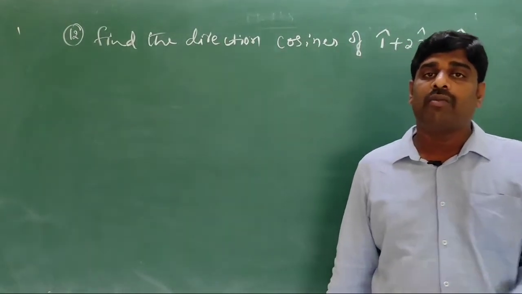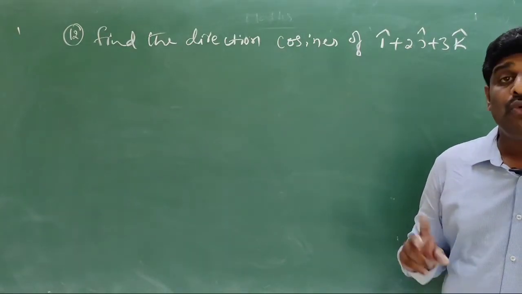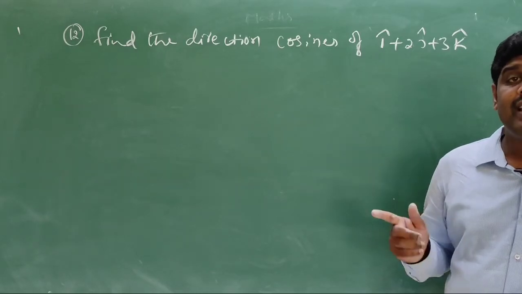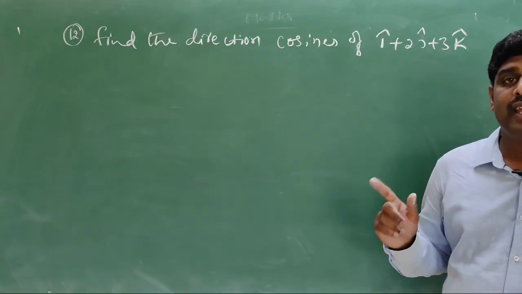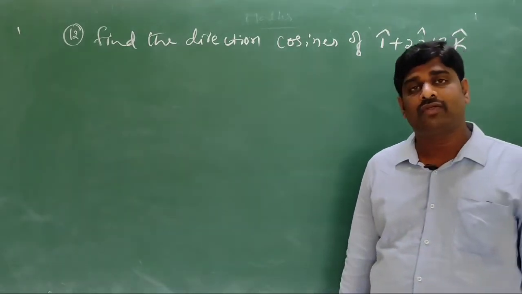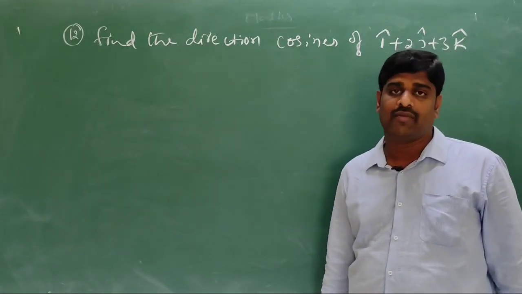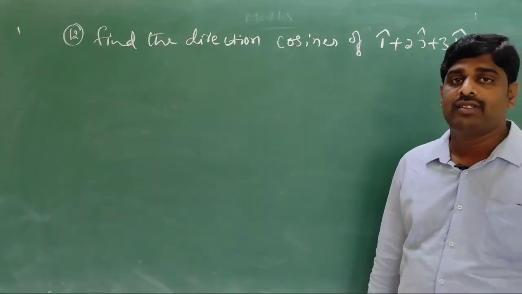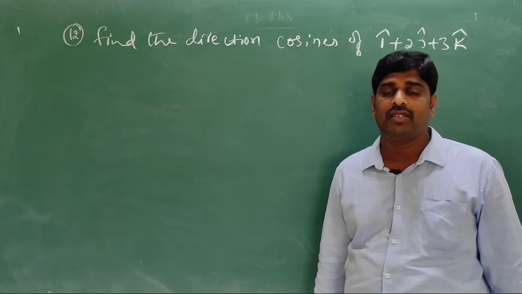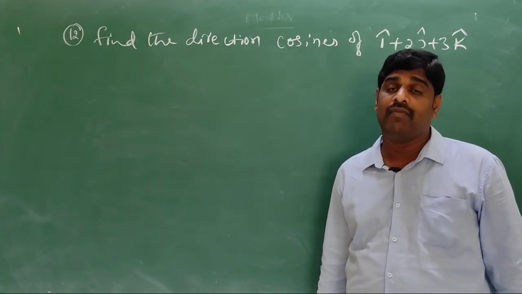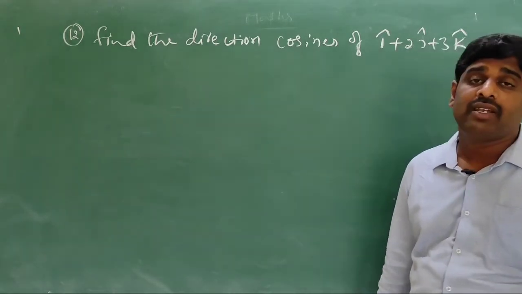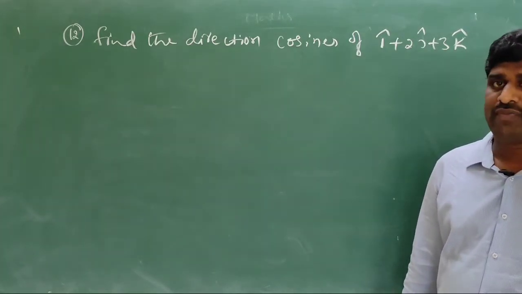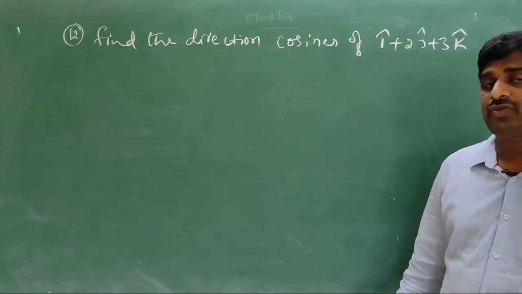Here there are two formulas for direction cosines. When the vector form is given, the formula is l is equal to plus or minus a divided by square root of a square plus b square plus c square. m is equal to minus or plus b divided by square root of a square plus b square plus c square. n is equal to plus or minus c divided by square root of a square plus b square plus c square.